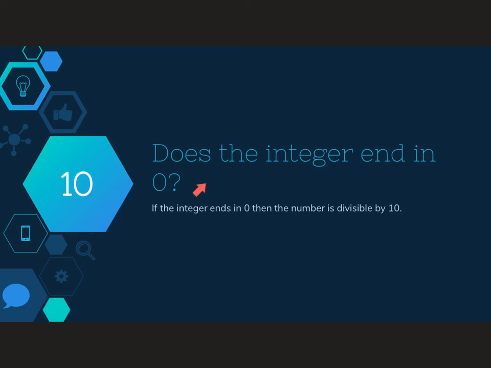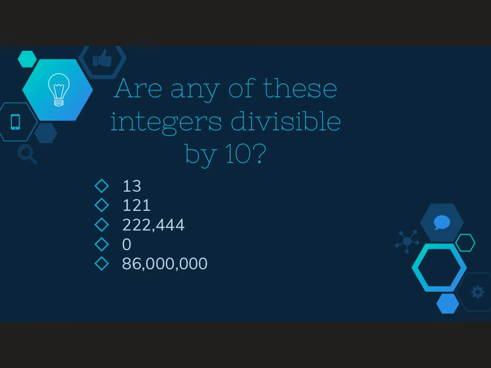10, does the integer end in 0? So this one is really easy. You can just look at it. Does it end in 0? So are any of these divisible by 0, or by 10, excuse me? Do they end in 0? Those are pretty fast to determine whether or not they're divisible by 10. And you can see the bottom two there worked out.